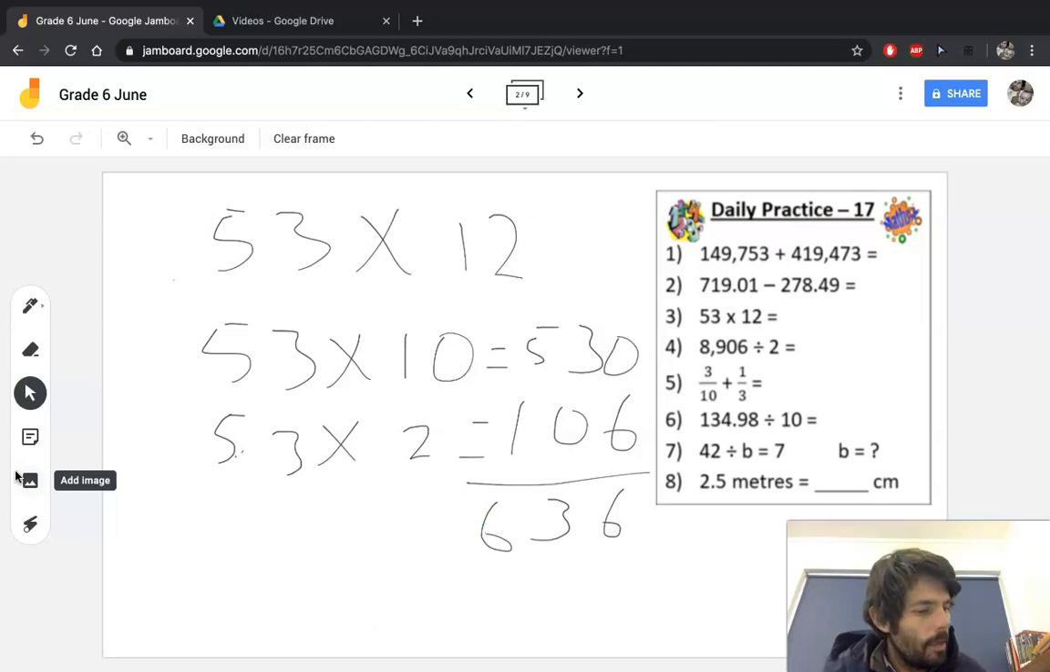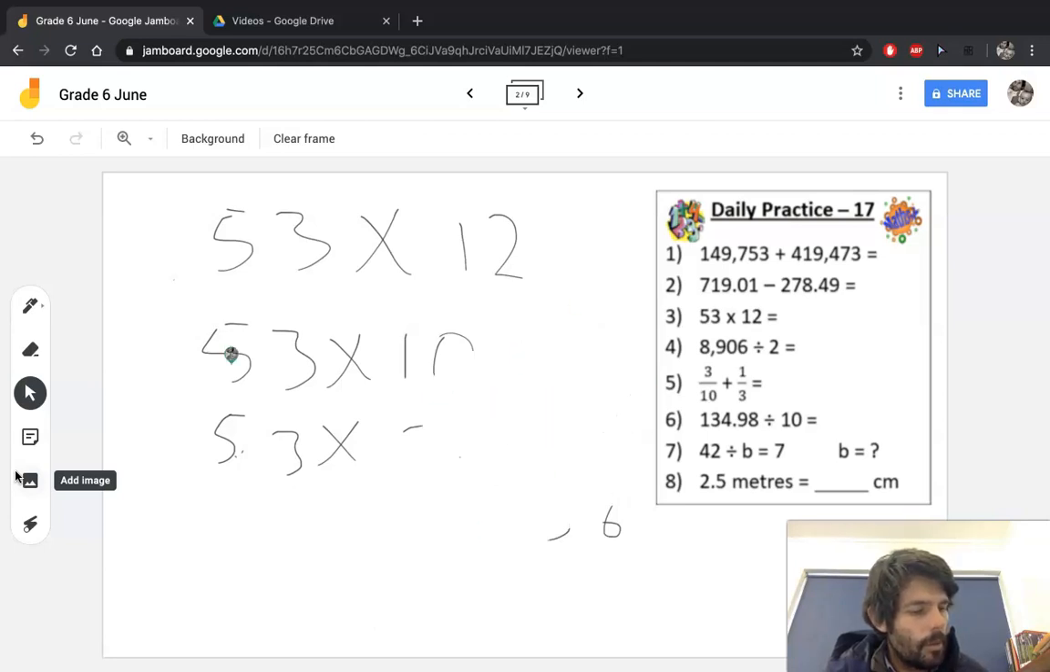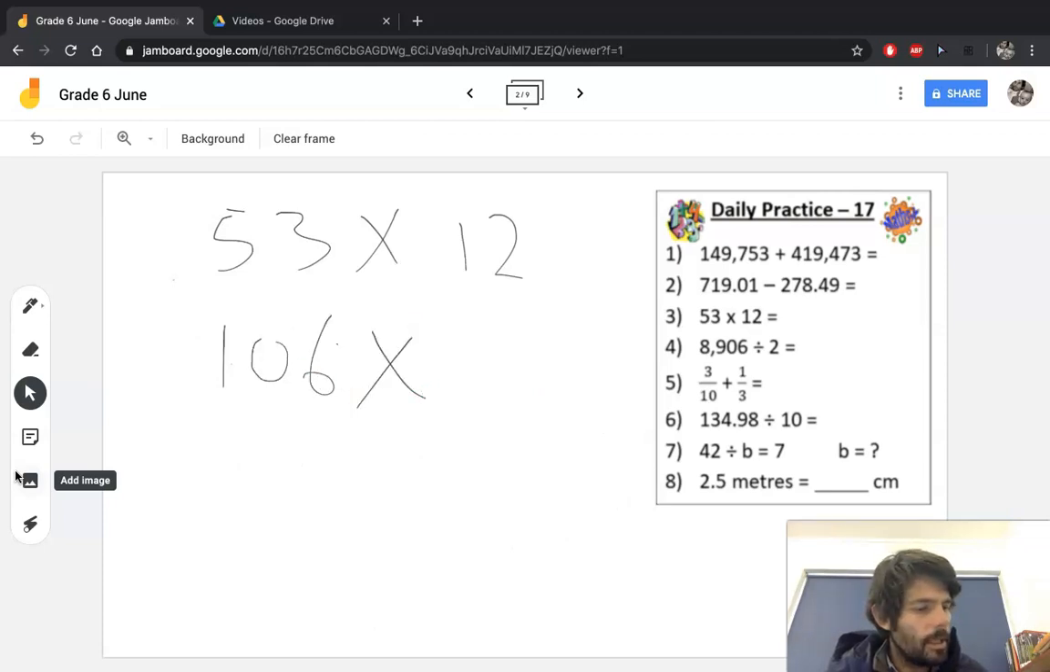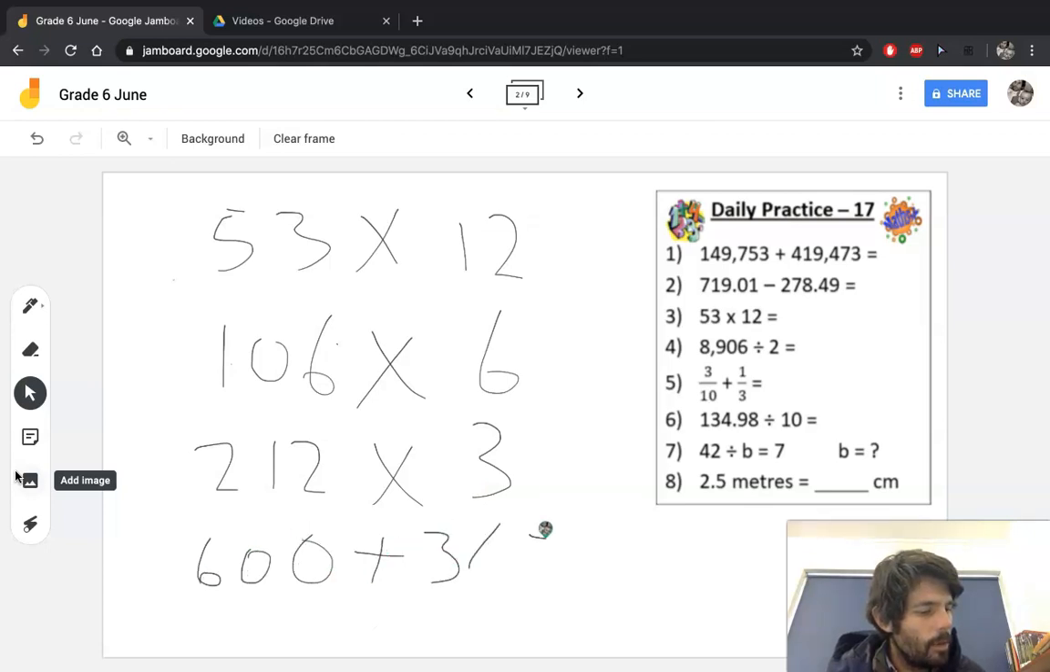Perhaps you might have done doubling and halving. So let's see if we can get the same answer of 636. If I doubled 53, I would have got 106, and halved 12, I would have got 6. If I doubled 106, I would have got 212. Halved 6, I would have got 3. And now you can see 200 times 3 is 600. And 12 times 3 is 36. And we do indeed get the same answer of 636. So our calculations must be correct.